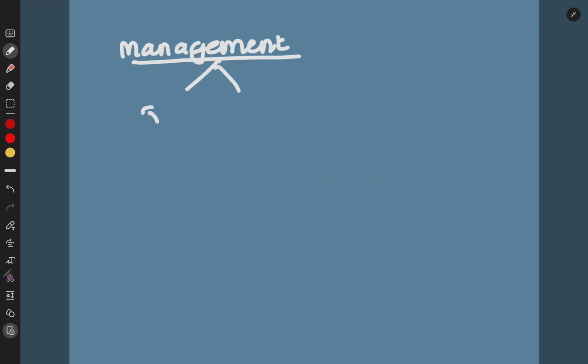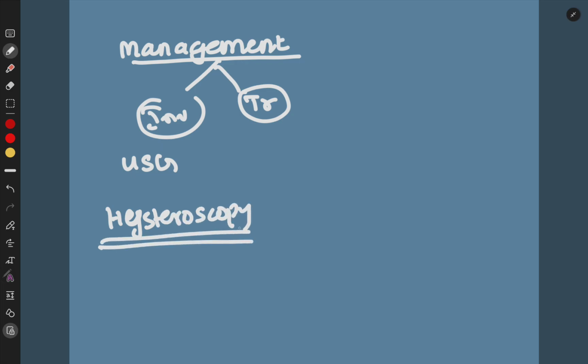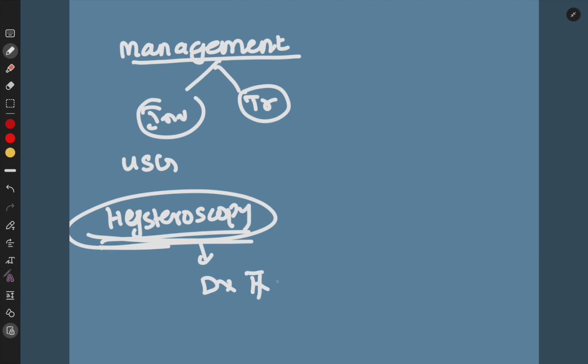In management, we do investigations and treatment. In investigation, we can do either USG or hysteroscopy. Hysteroscopy is the main gold standard because it is both diagnostic and therapeutic. So we do hysteroscopy.